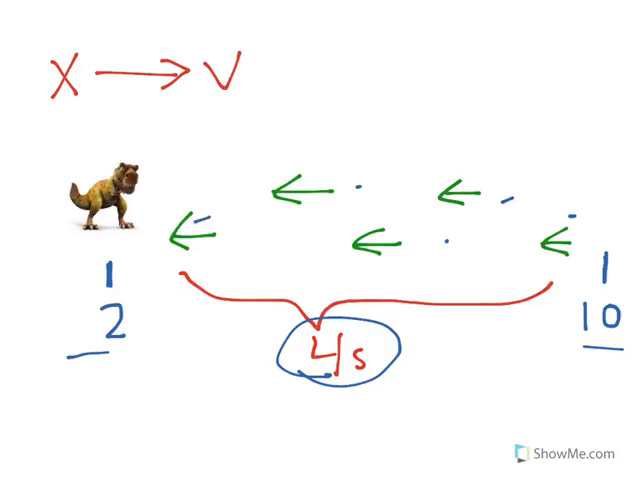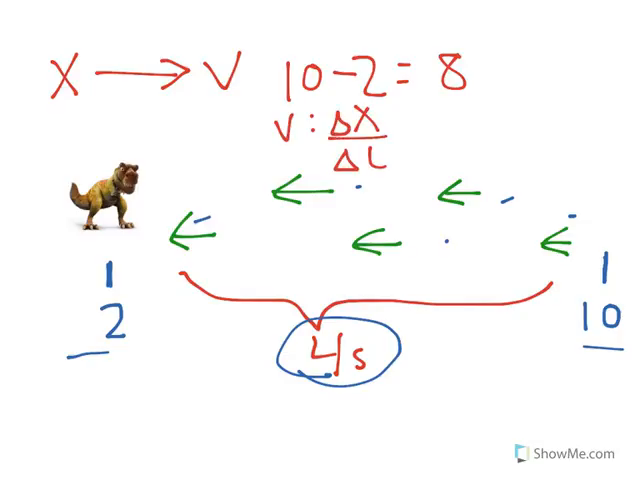Let's first calculate his change in position. His initial position, 10, minus his final position, 2, is 8. Since velocity is his change in position over his change in time, we can calculate this by dividing his change in position, 8, by the change in time, 4 seconds. Thus, his velocity is 2 units per second. Let's say these units are meters. This is a typical SI unit for distance. Then his velocity is 2 meters per second.